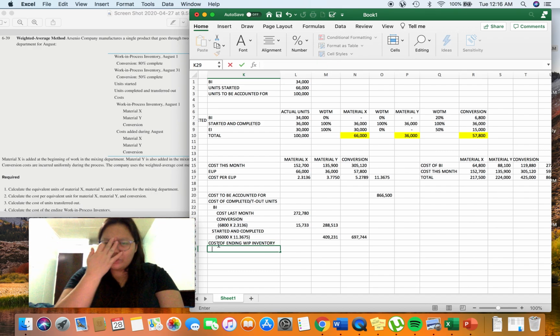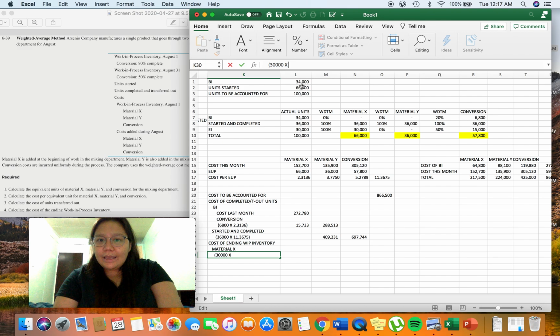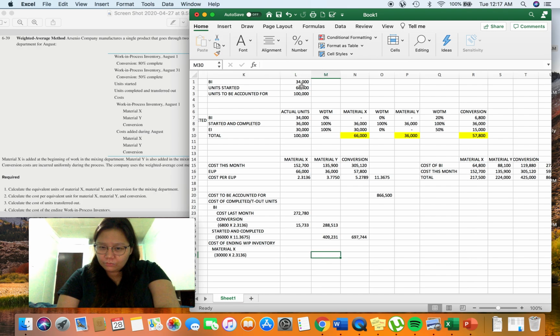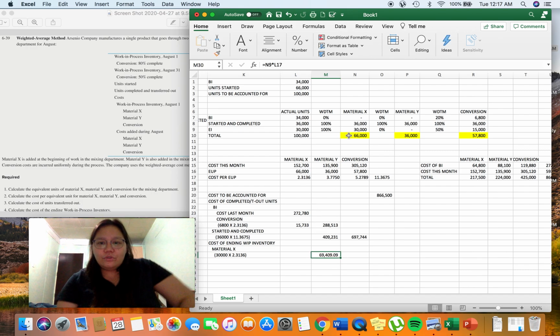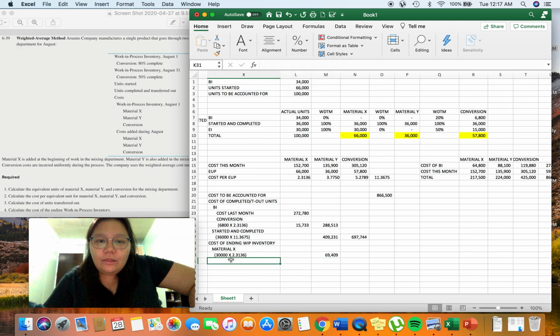So, as far as the ending work in process inventory is concerned, we have materials, di ba? So, yung materials natin, the EUP we assigned for material X. This is material X, di ba? So, we have 30,000 EUP multiplied by 2.3136. Okay? So, ang lalabas dito, 30,000 multiplied by 2.3136 will get 64,409. Okay?